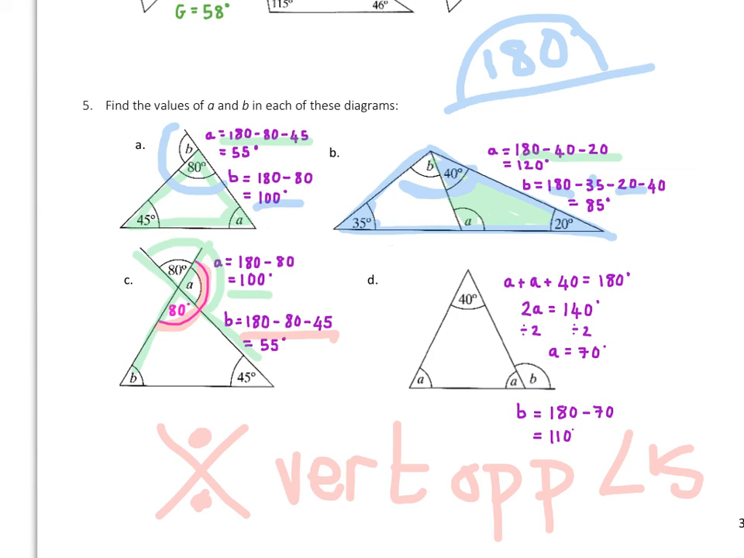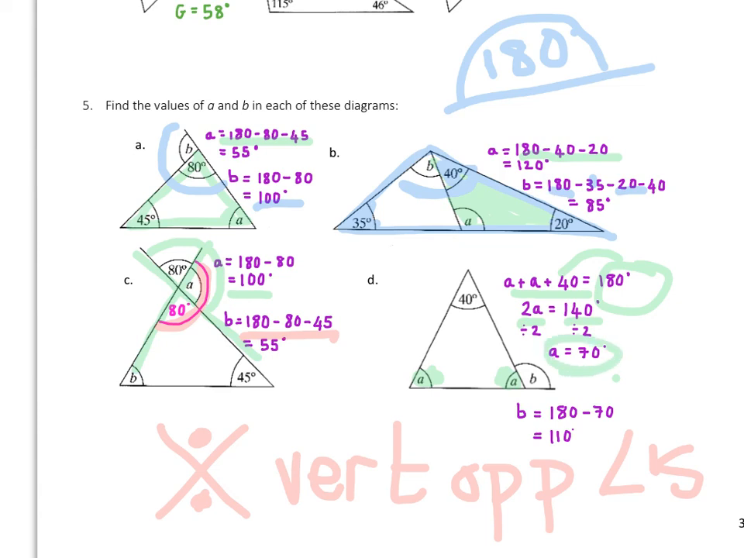Another example here, when we use the same letter twice in the same sum, then we have to make that the same value. So instead of saying A and A, like in the first line over here, A plus A plus 40 equals 180 because they're angles in a triangle, I can write that as 2A equals 140 because I must take the 40 off of the 180 degrees. Then I divide both sides by 2 and I get A is the value of 70.